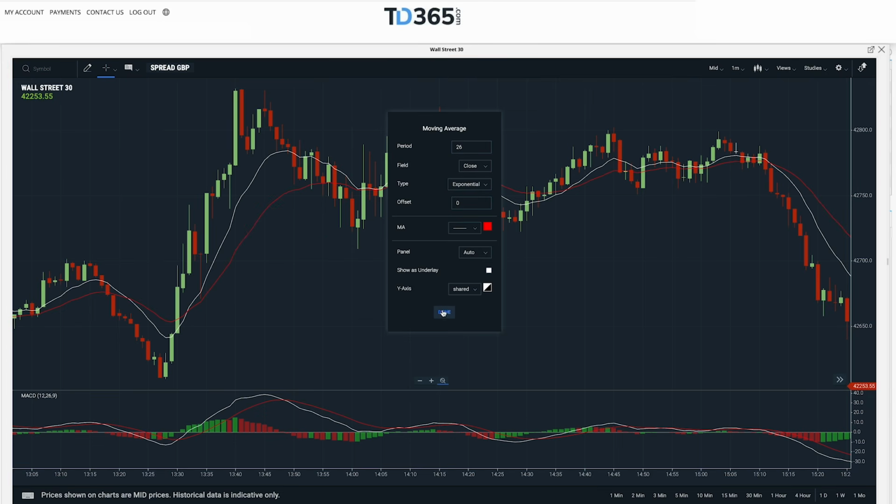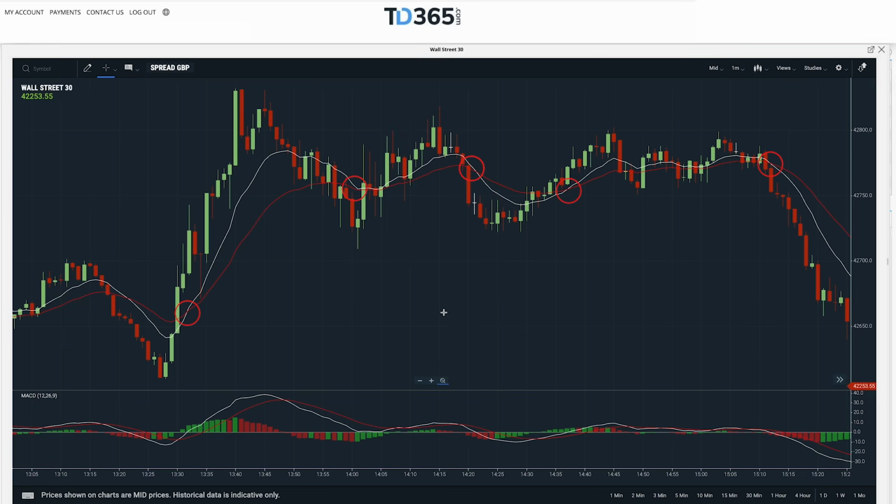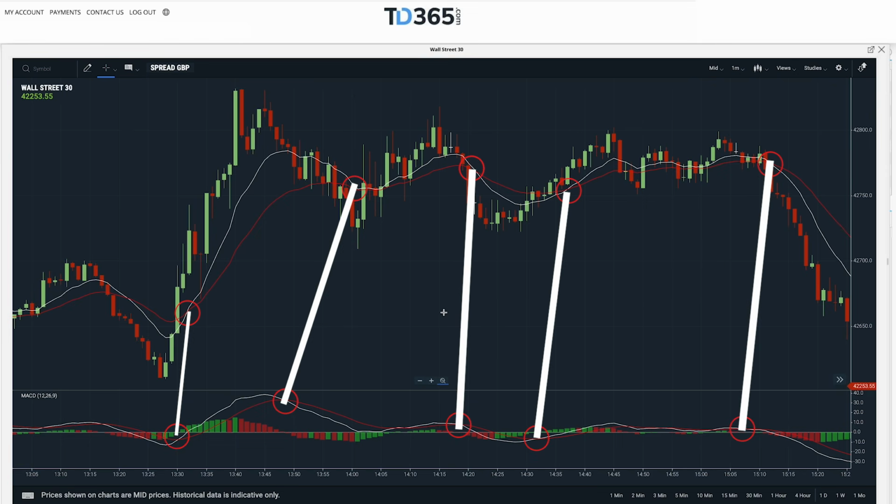Now looking at these EMA lines, we can look at where the crossovers happen compared to where they happen on the MACD. And it's quite clear that on the MACD they happen a lot sooner, proving that the MACD gives us an earlier signal than just using EMAs alone.